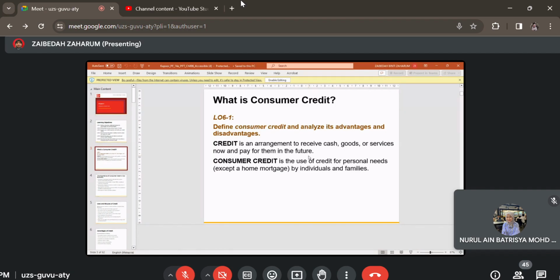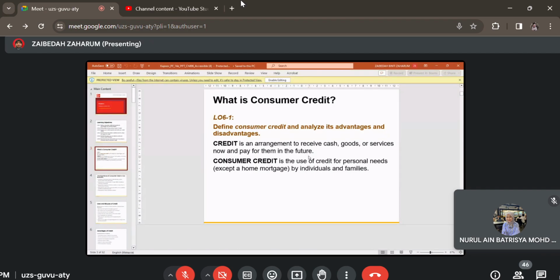We receive the cash, goods or services now, but we pay it later, in the future. That's a credit. Kita kata hutang lah, debt. Consumer credit ialah use of credit for personal needs by the individuals and families. Kat situ kita katakan except a home mortgage. A home mortgage is not a consumer credit.